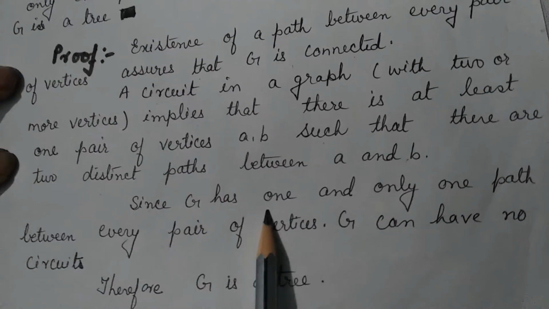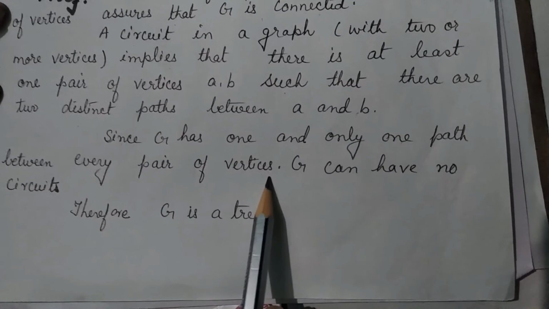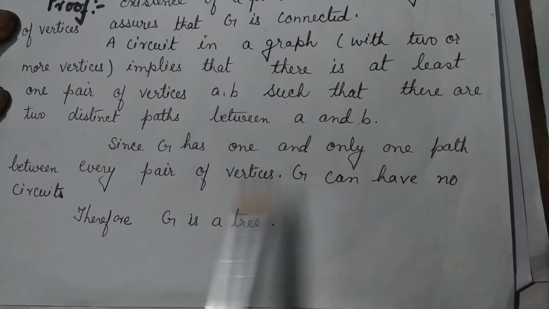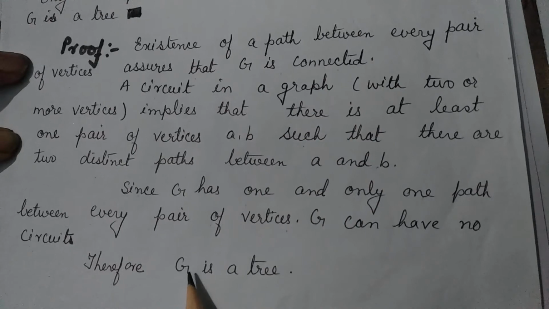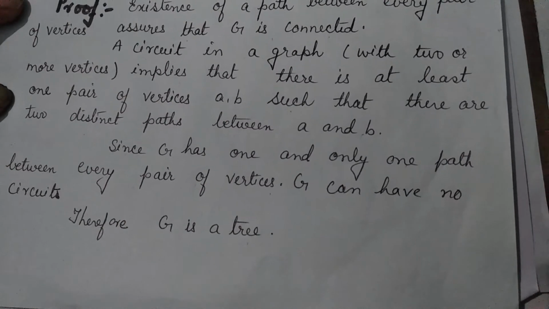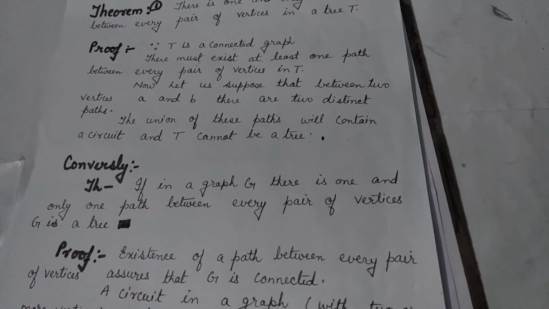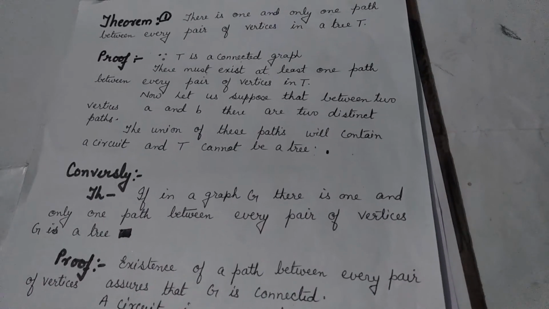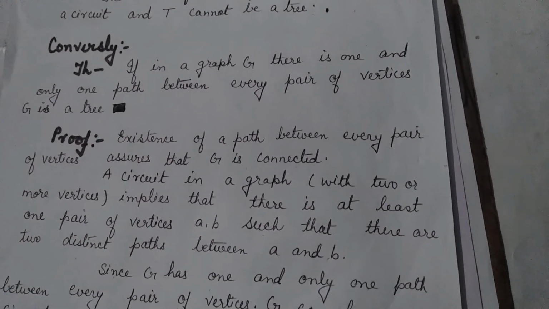Since G has one and only one path between every pair of vertices, G can have no circuits. Therefore, we can say that G is a tree. So, the converse is also true. We can say that there is one and only one path between every pair of vertices in a tree. Or if in a graph G there is one and only one path between every pair of vertices, then G is a tree. So next three properties we will discuss in the next class.